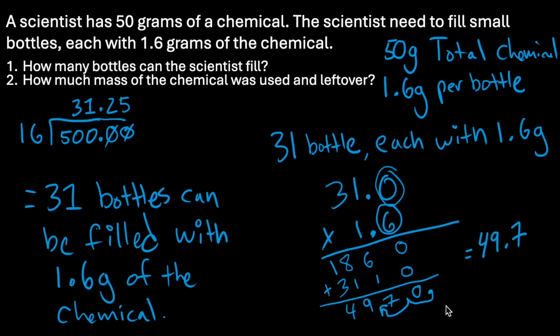And so your answer is 49.7. Oops, I made a mistake here. Something's not right. 1 times 0 is 0. Sorry about that. So I'll erase this. So the answer is 49.6, not 49.7. We made mistakes. So that's how many grams of this chemical was used in the mass.